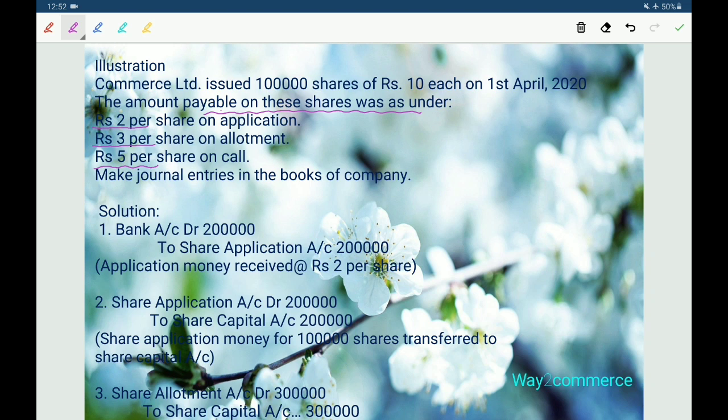First of all, we have to make the entry for receipt of share application money. Bank account is debited to share application account. How much is received? On 1 lakh shares, 2 rupees is application money, so 1 lakh into 2 rupees, 2 lakhs we have received. So bank account is debited 2 lakhs. Share application account is a personal account, that's why we have credited it, because the giver is the creditor. Narration: application money received at 2 rupees per share.